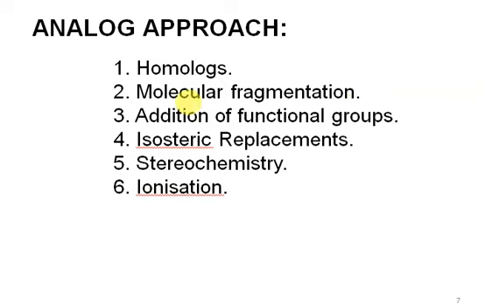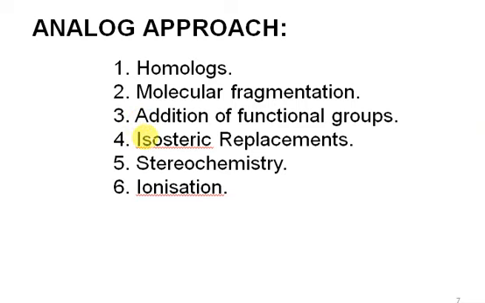The third change which we use in the analog approach is the addition of functional groups. We can introduce a new functional group into the molecule at different positions, right? By changing the nature of the functional group as well as its position, the activity changes. So we carry out both changes: the change in position of the functional group as well as the nature of the functional group, and we see what the changes in biological activity are by addition of a functional group.